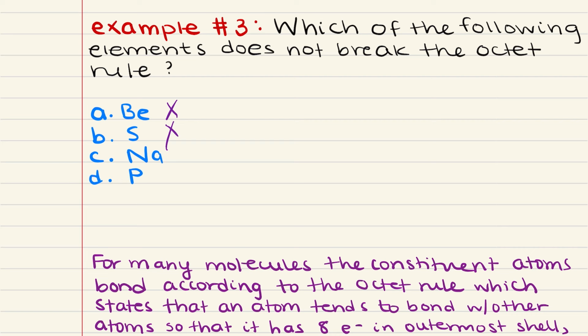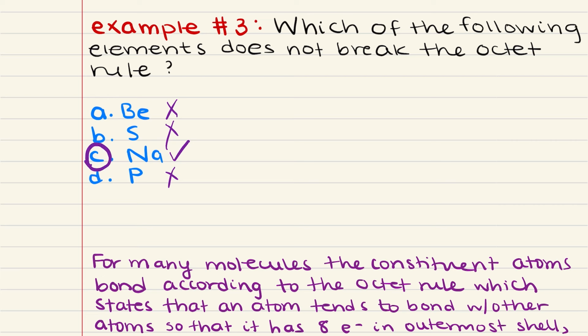So connecting this information back to the question, we're looking for an element that does not break the octet rule, and the answer here is going to be sodium. Sodium does not break the octet rule. 3 is C.